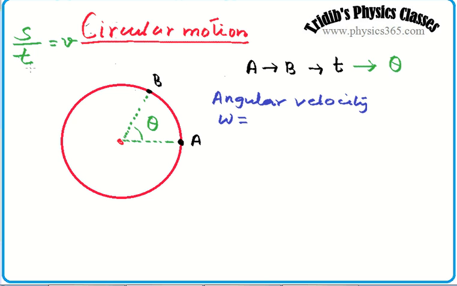So similar to s by t, here it will be theta divided by t, and its unit is radian per second. Okay. In linear motion, s may be distance or displacement. Likewise, in circular motion, your theta can be named as angular displacement. Okay.